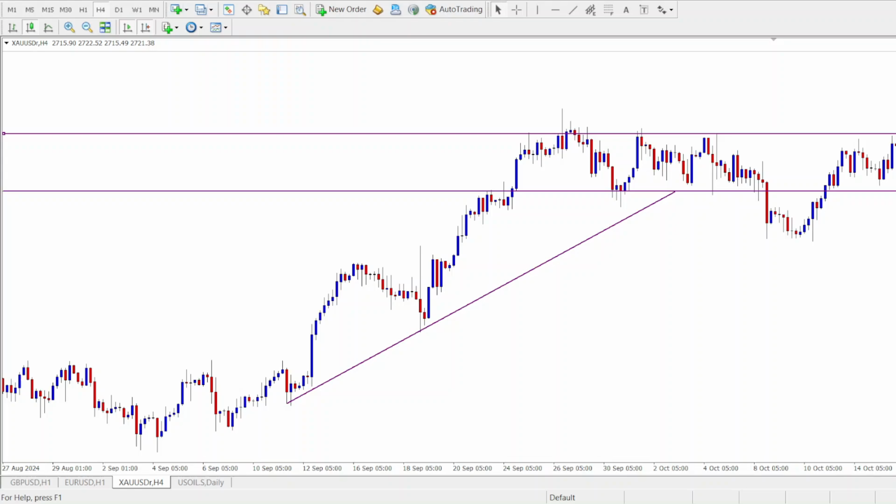Okay, now how do you draw trend lines? The steps to draw trend lines involve, first of all, selecting your time frame. You have to select the time frame that you want to do your analysis on, the time frame that you want to draw your trend lines on. Now, choose the time frame that suits your trading style.